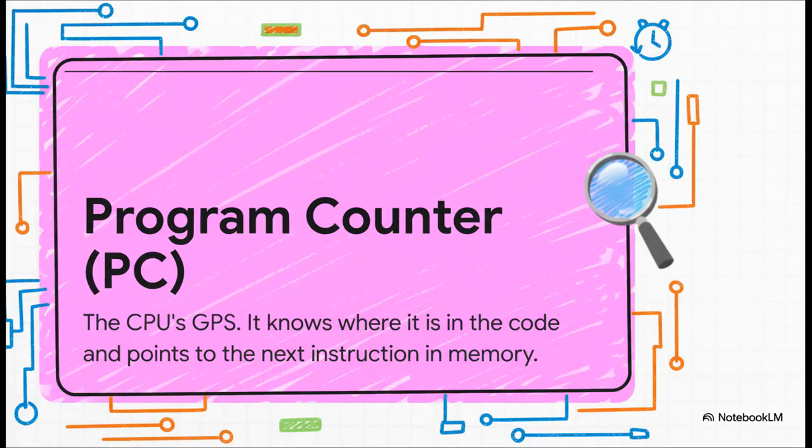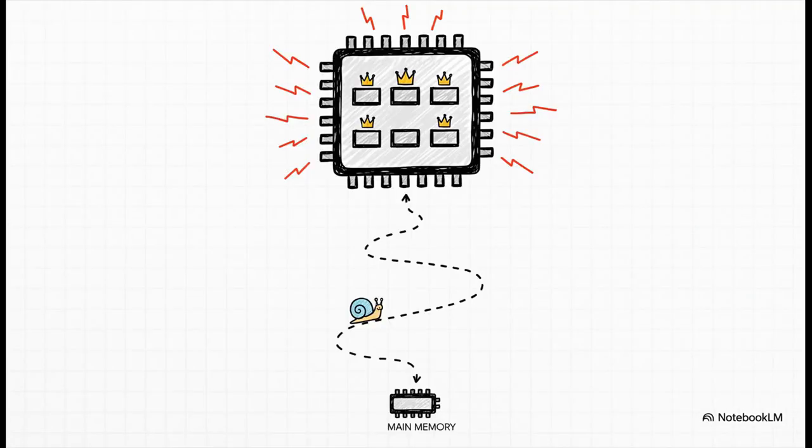Second, the program counter is the CPU's GPS. It's this one special little register, and it has one single job: to always know the exact memory address of the very next instruction the CPU is supposed to run. Without it, the whole system would be lost. It's the conductor of the orchestra. Third, we said it before, we'll say it again, registers are the speed kings, period. They are by far the fastest place to store anything in the entire computer.